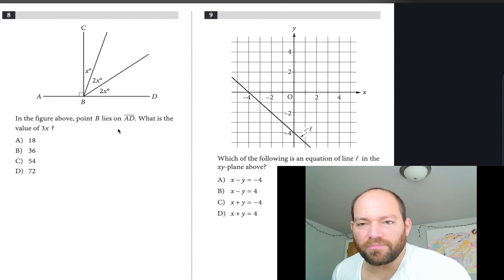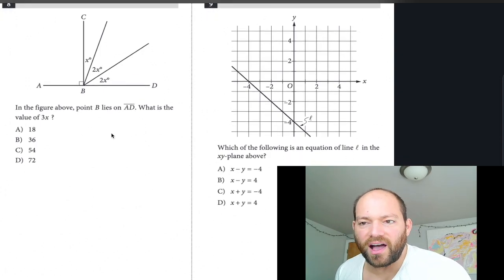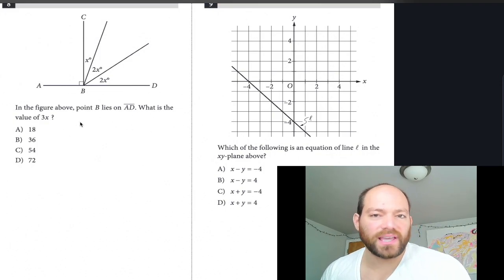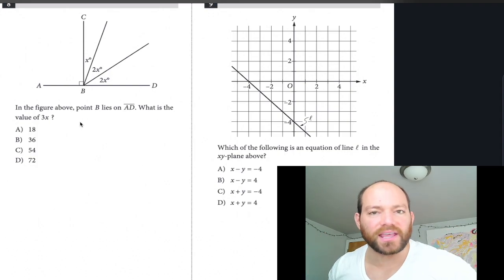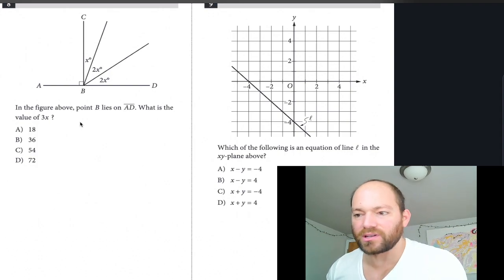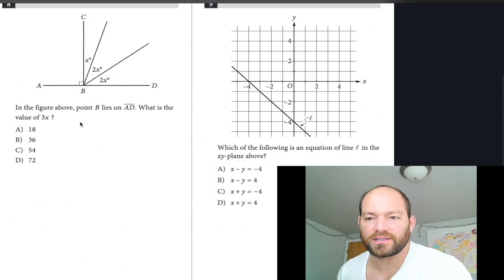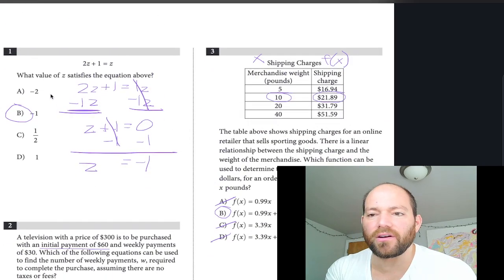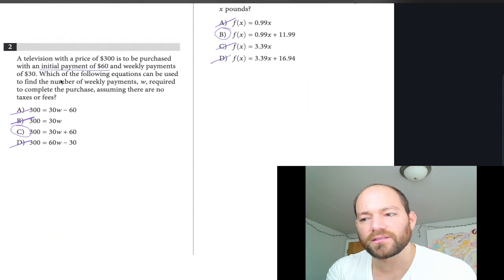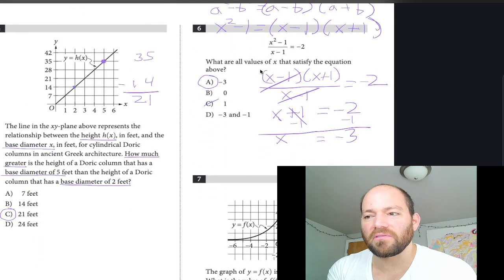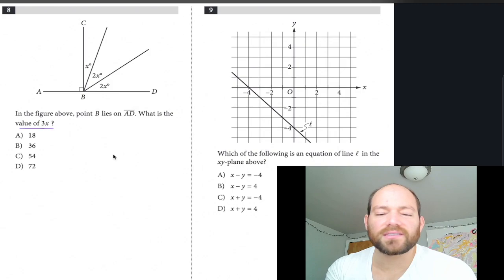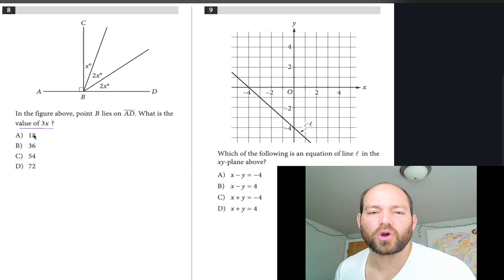Number 8. In the figure above, point B lies on AD. What is the value of 3x? Now look at what's happening already. So this is the beginning of the second half of the multiple choice. So I'm just going to start to get a little bit more cautious. But notice what they're already throwing at us. The value of 3x. Compare that to what they did with number 1 back here. They just want to know what the value of z was. Or number 6, the value of x. Simpler times, right?